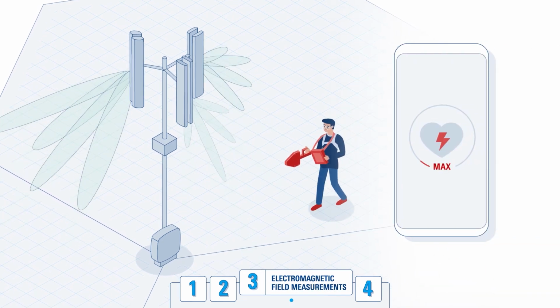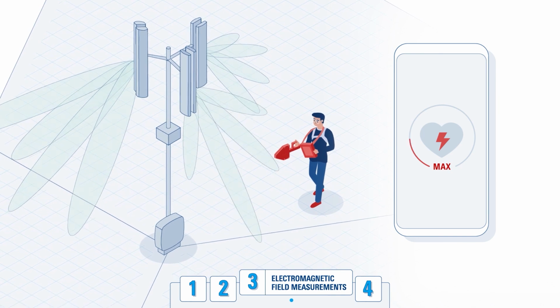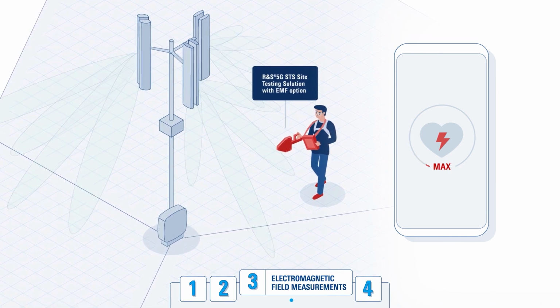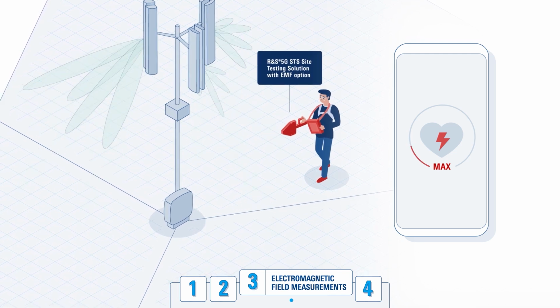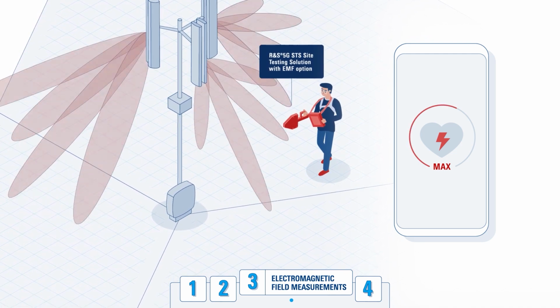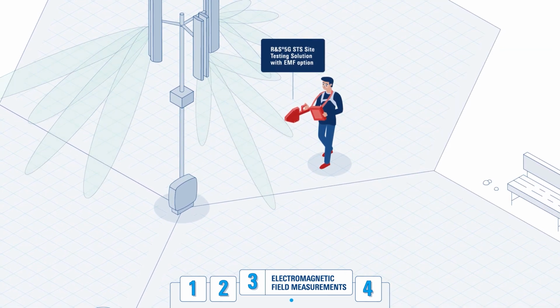Another important aspect is ensuring that the total radiated power and electromagnetic field strength is below the defined threshold. With 5G EMF measurements, you can determine the electromagnetic field strength using the right part of the 5G signal, preferably using the code selective technique.